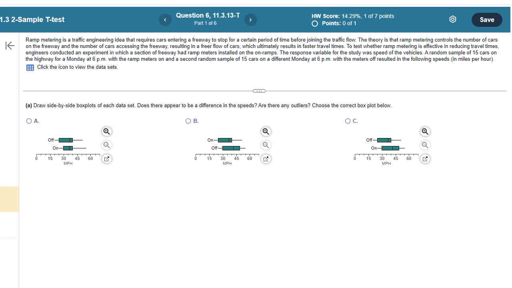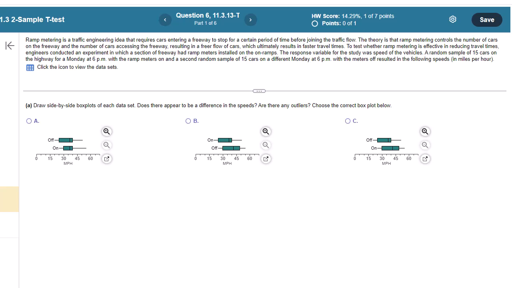Ramp metering is a traffic engineering idea that requires cars entering a freeway to stop for a certain period of time before joining the traffic. The theory is that the ramp metering controls the number of cars on the freeway and the number of cars accessing the freeway, resulting in a freer flow of cars, which ultimately results in faster travel times.